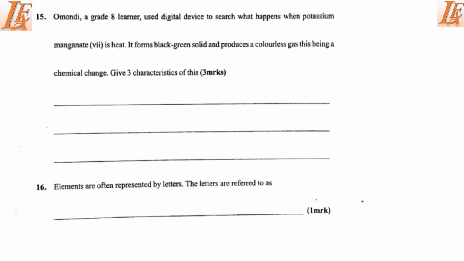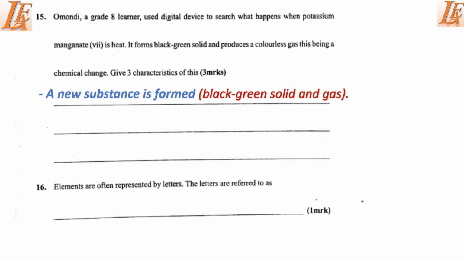Then another question: Omondi, a grade 8 learner, used a digital device to search what happens when potassium manganate 7 is heated. It forms a black-green solid and produces a colorless gas, being a chemical change. In this case, we have potassium manganate 7. When it's heated, it forms a black-green solid and then it produces a colorless gas. Then the question is, give 3 characteristics of this change. 3 characteristics of a chemical change.